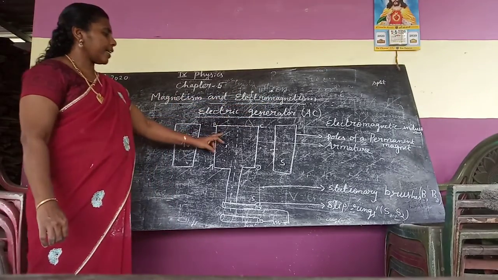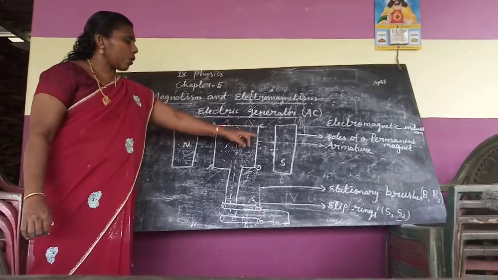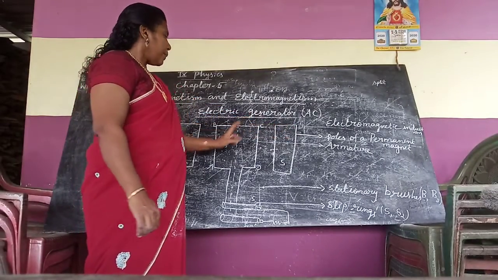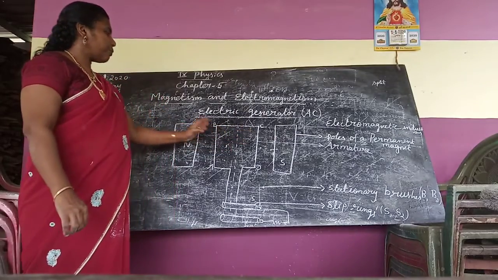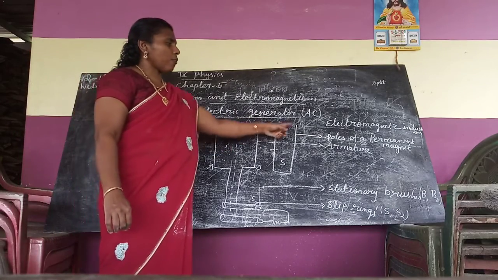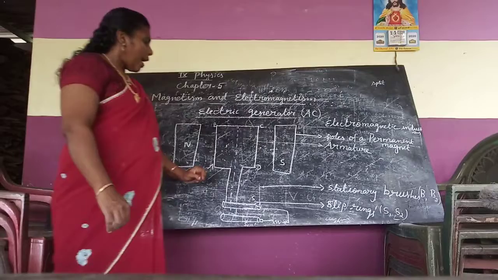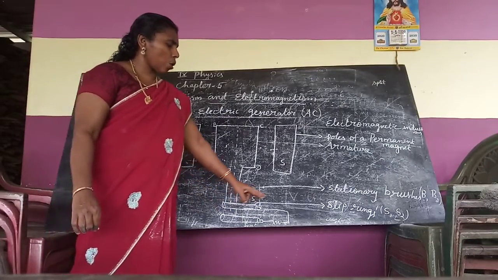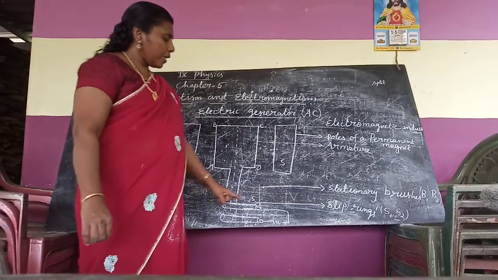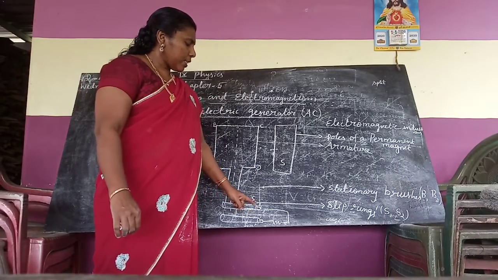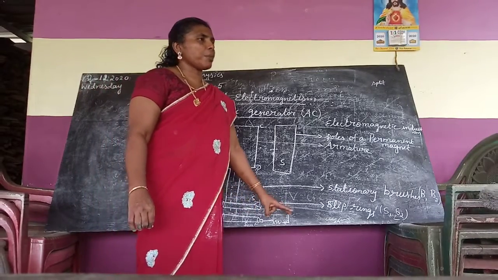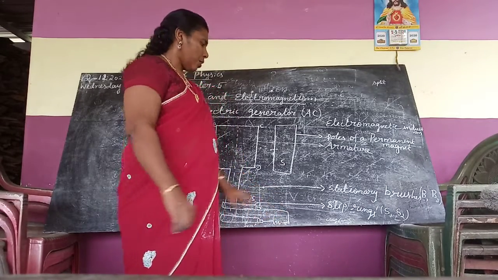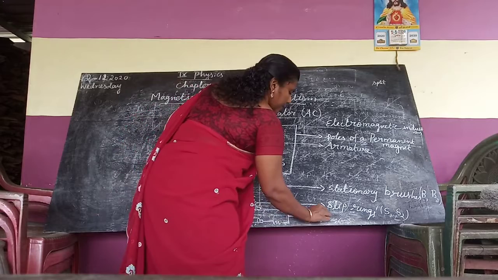See, first it consists of a rectangular coil of wire ABCD called the armature. The rectangular coil of wire is kept in between the two poles of a permanent magnet. At the ends of the rectangular coil, two slip rings are attached. Touching the slip rings, two stationary brushes are attached. Through the stationary brushes, the external circuit is connected.